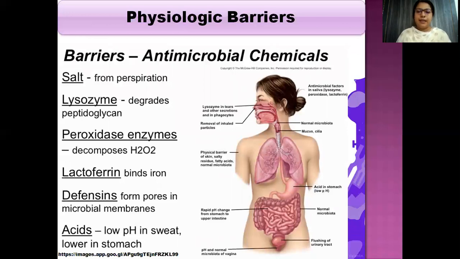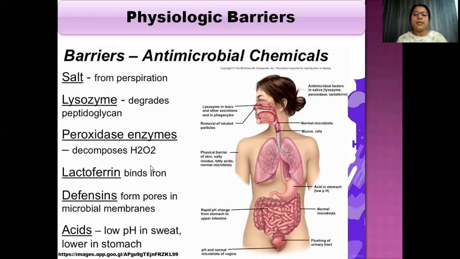Here we can see a diagram which represents physiological barriers. Salt from perspiration. While we perspire, we breathe in and out. Some salts are also deposited in our nasal tract. Lysozymes degrade peptidoglycans, that is the cell wall layer of bacteria. Peroxidase enzyme decomposes H2O2. Lactoferrin binds iron particles.